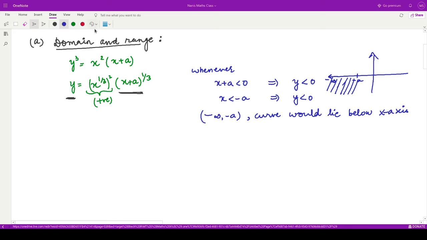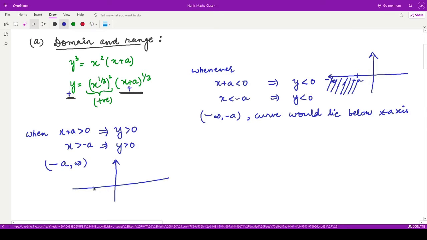Next, let us see the case when x plus a is greater than 0. If this is positive, that means this could also be positive, right? So y would be positive. That means whenever x is greater than minus a, it implies y is greater than 0. So whenever we are in this interval minus a to infinity, our curve would lie above x-axis. Say this is the point minus a, so our curve would lie in this particular region. This information is obtained from this point.